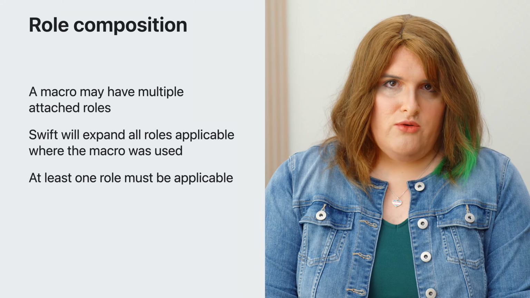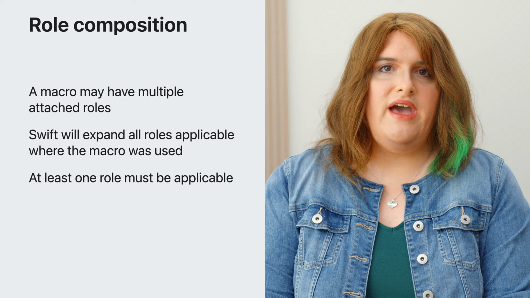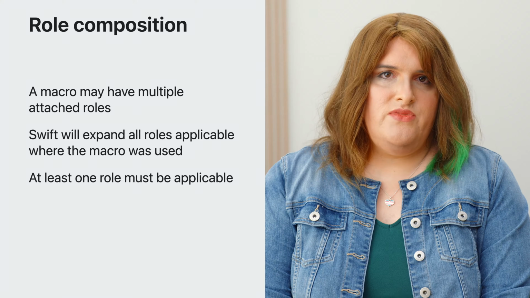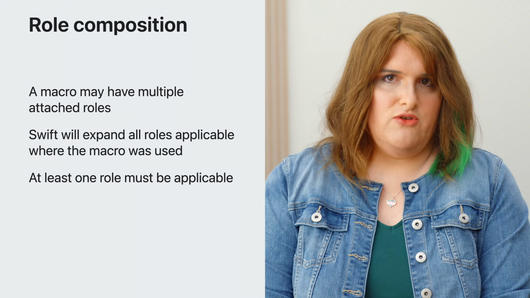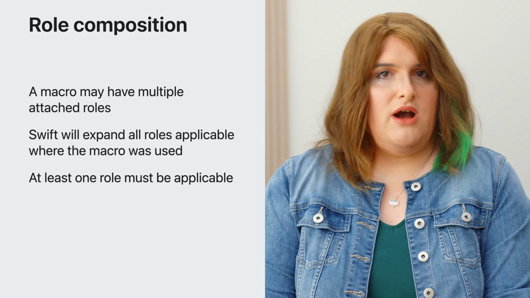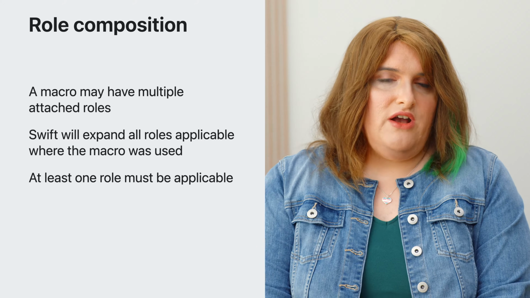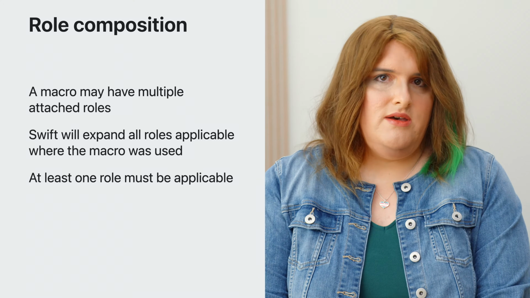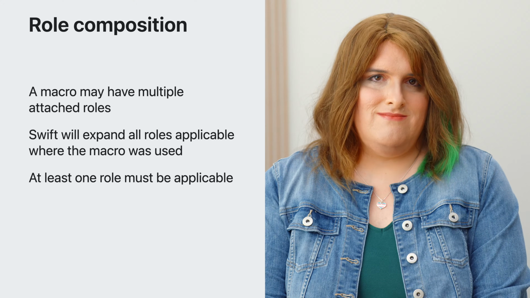Swift will expand all of the roles that make sense wherever you applied them, but at least one of the roles has to work there. So if you attach dictionary storage to a type, Swift will expand the member attribute role. If you attach it to a property, Swift will expand the accessor role. But if you attach it to a function, you'll get a compilation error, because dictionary storage doesn't have any roles that get attached to a function.